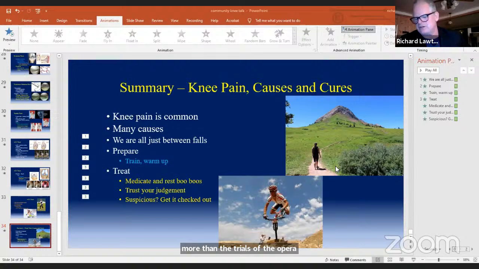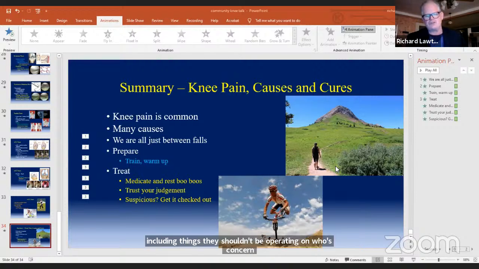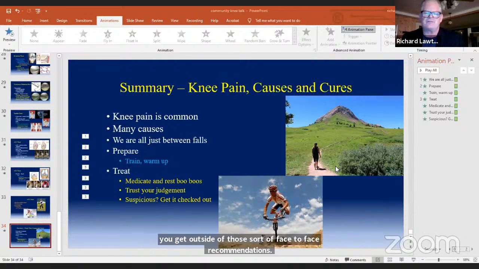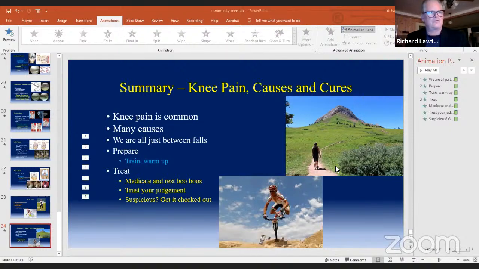Most people don't have access, I know, to OR nurses, but other people like physical therapists in your neighborhood or in your community will have a good sense for whose patients do well, whose patients don't do well, who operates on everything, including things they shouldn't be operating on, who's conservative. Once you get outside of those sort of face-to-face recommendations, the reliability and the validity of the ratings that you'll find on Healthgrades and these other things are less reliable.